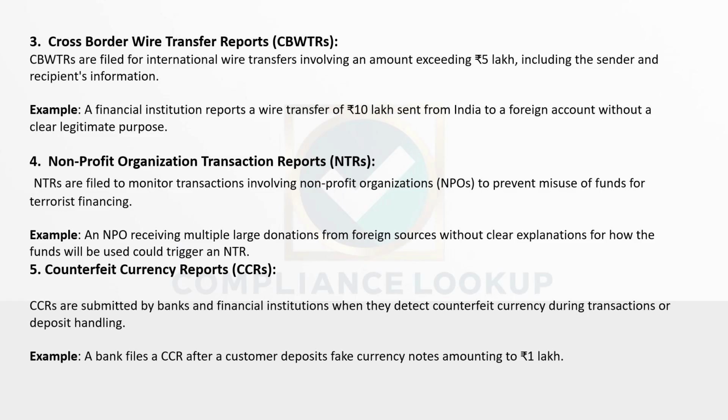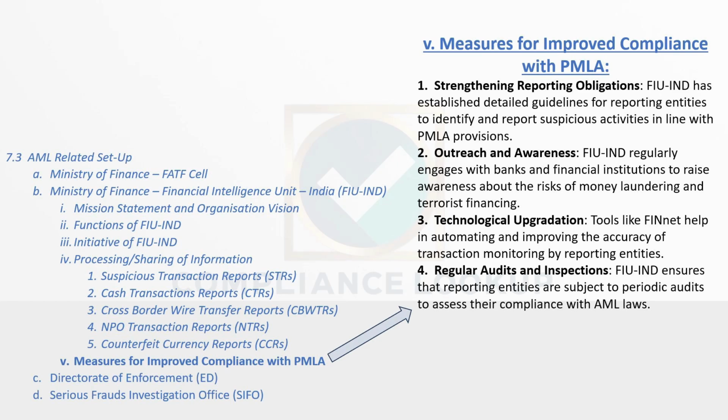through a CCR. Next topic is the measures for improved compliance with PMLA. Clear guidelines: FIU-IND gives banks and financial institutions specific instructions on how to identify and report suspicious transactions. Second, awareness programs. FIU-IND regularly holds sessions to educate these entities on the dangers of money laundering. Third, technology. Tools like FINnet help institutions automate the process of monitoring transactions. Fourth, audits. FIU-IND conducts regular audits of banks to ensure they follow PMLA guidelines.